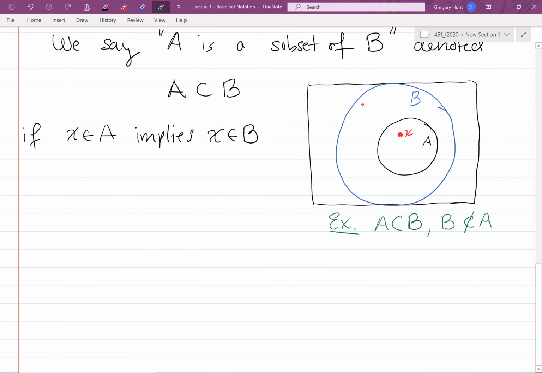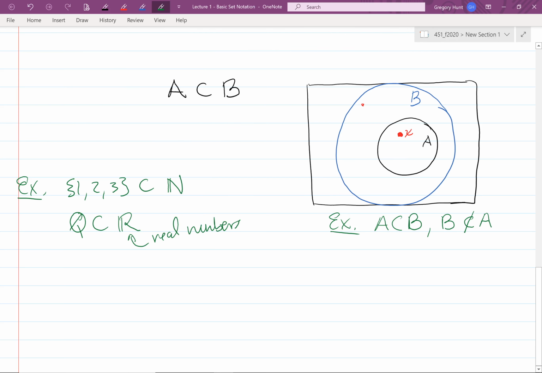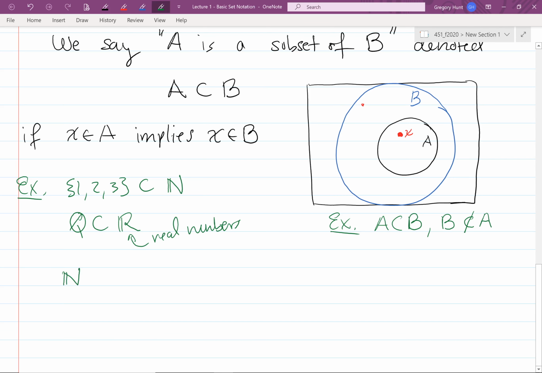We can look at some other examples of set containment. Of course, the set containing numbers 1, 2, and 3 is a subset of the natural numbers. The rational numbers is a subset of the real numbers. So these are the real numbers. Don't ask me to define that. That's an analysis question for an analysis class. But of course, the natural numbers is not a subset of the set 1, 2, and 3. Let's draw like that. Okay.